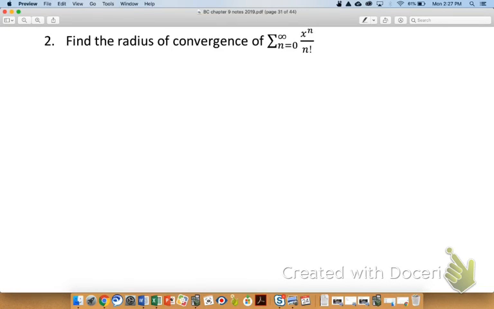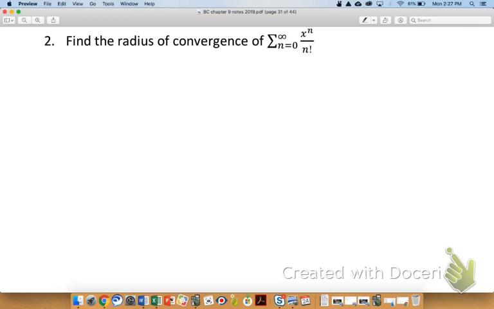Which test do you use to find the radius of convergence? The ratio test. And remember, when you compute the limit of the ratio with the ratio test, in order to show convergence, you want the number to relate to 1 in what way?